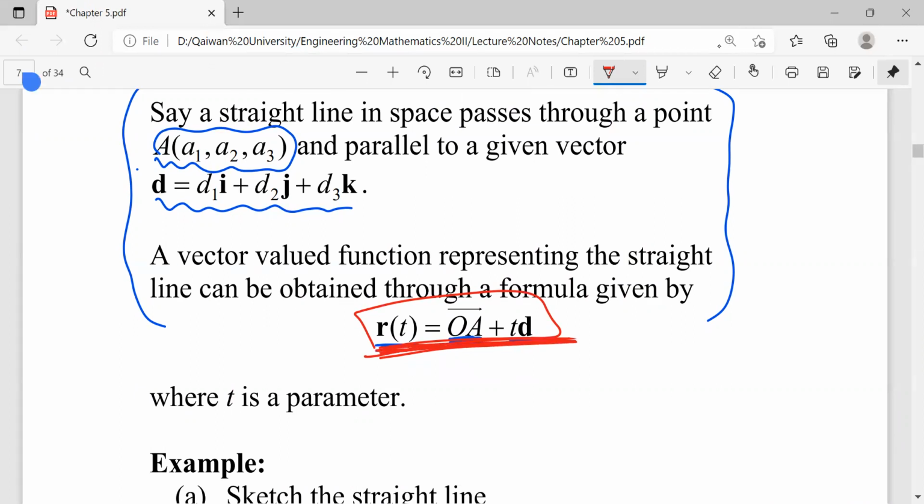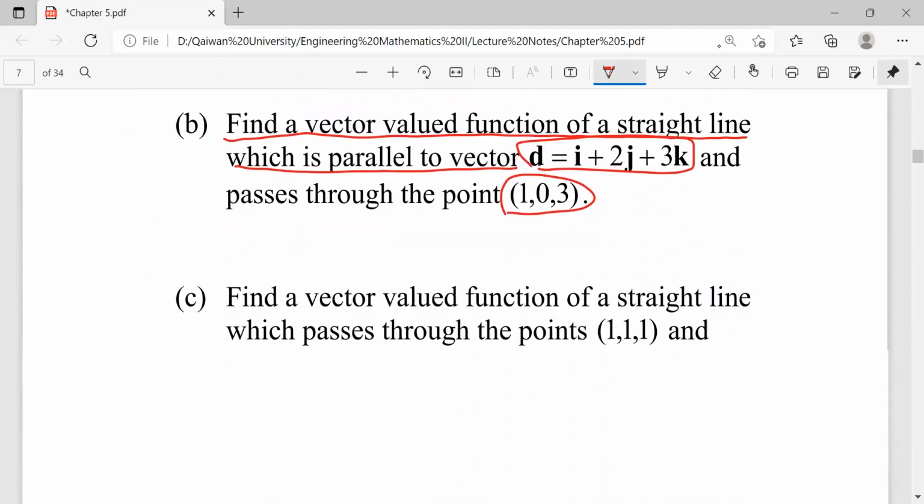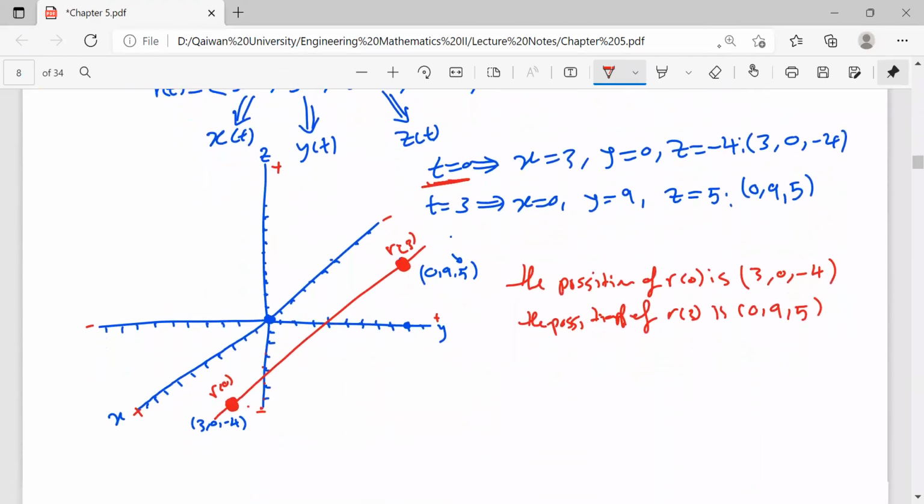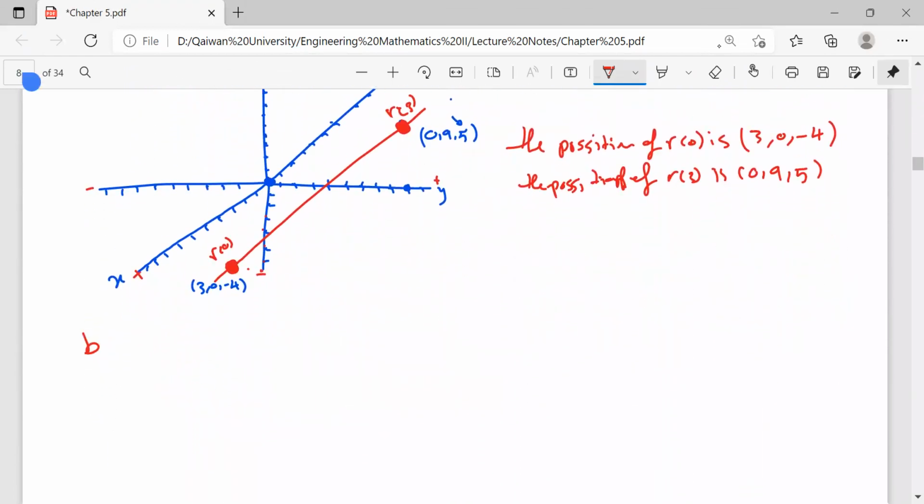Okay. Here we say if we have a straight line which passes through a point and parallel to a vector, we use the point and the vector which is parallel to the straight line for obtaining the equation of the straight line. Here we have given D equals i plus 2j plus 3k.